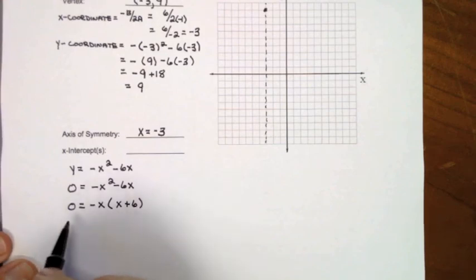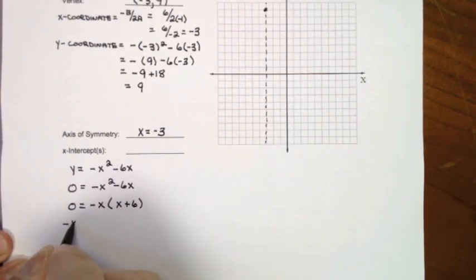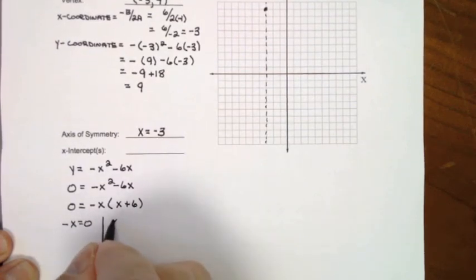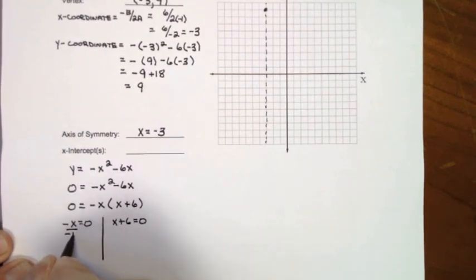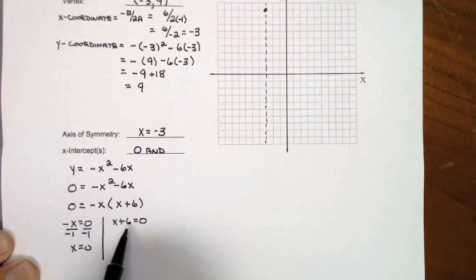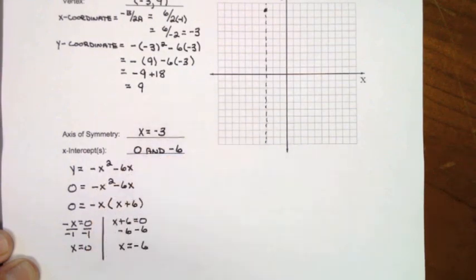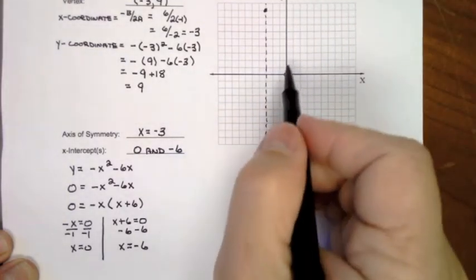Once I've got it factored, I need to set each one of these equal to 0. Negative x is equal to 0. That's going to give me one of my x-intercepts, and x plus 6 is equal to 0. Divide both sides by negative 1. X is equal to 0. One of my x-intercepts is 0. I need to find the other x-intercept by solving this one. X is equal to negative 6. There's my other x-intercept. So 0 is one of them, and negative 6.